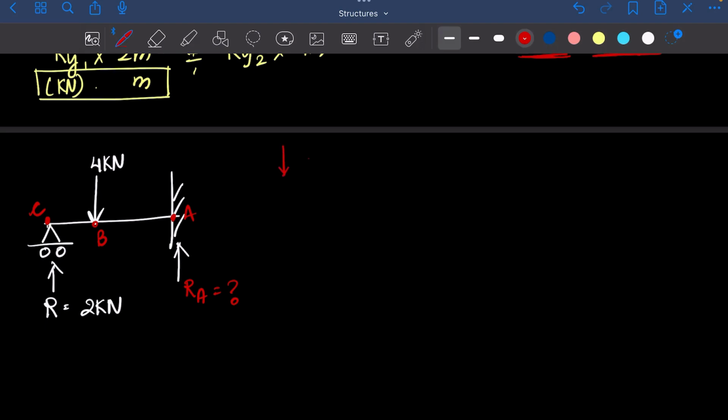So as I said, this equals this. So 4 kilonewton equals, we have 2 kilonewton plus RA. So RA is nothing but 2 kilonewtons. All right.